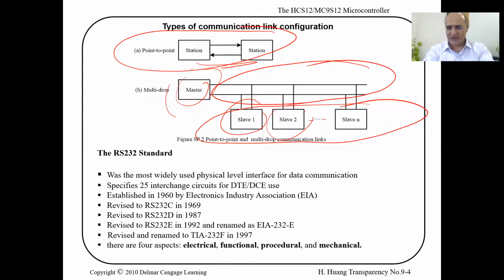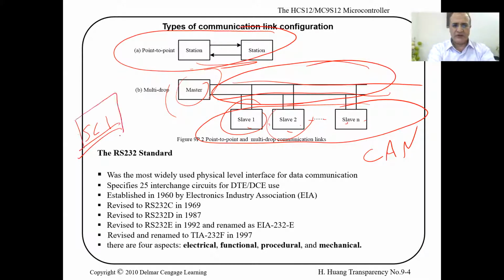And in embedded systems, the most famous and common bus network that we use to have controllers communicate with each other is the CAN network, the controller area network. The SCI that we have implemented or built on this microcontroller is based on the RS-232 standard.